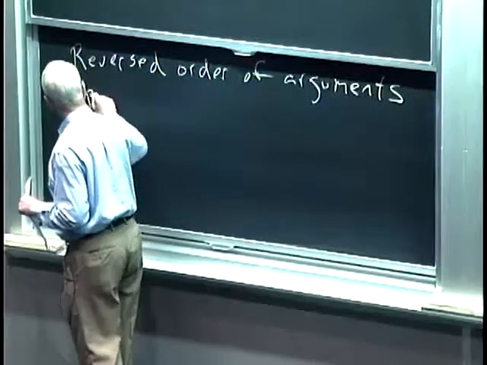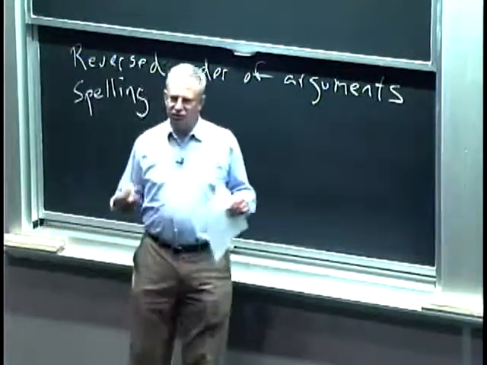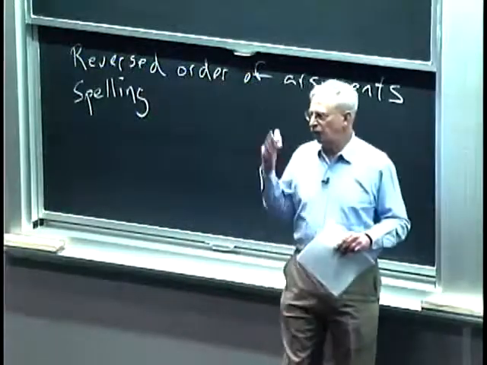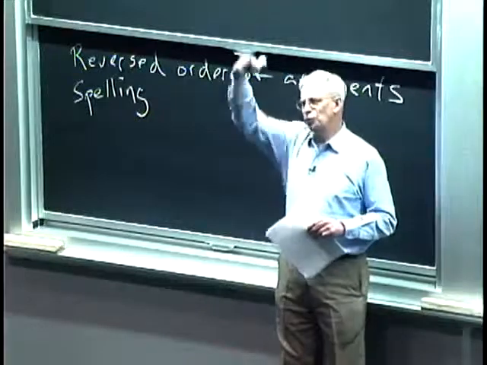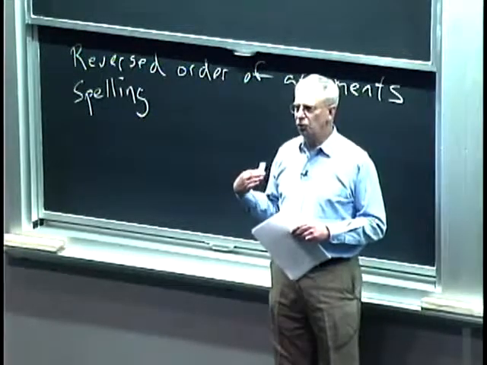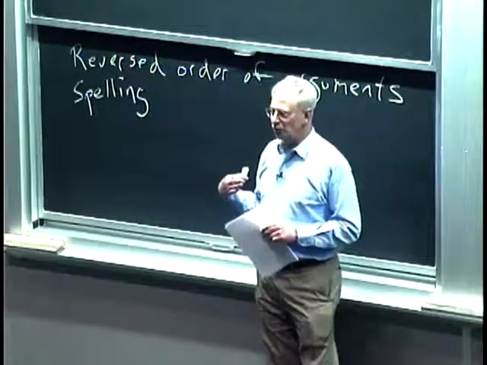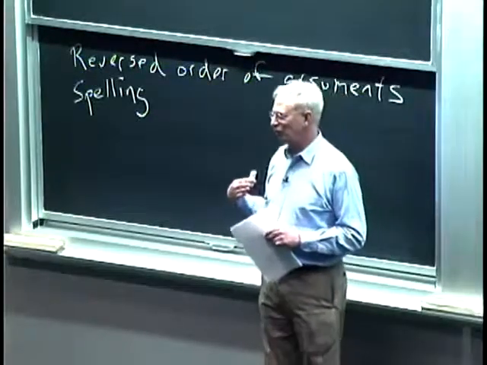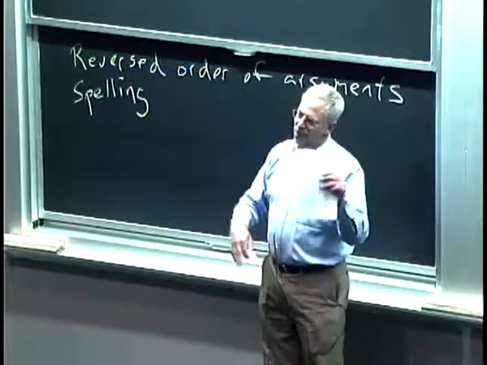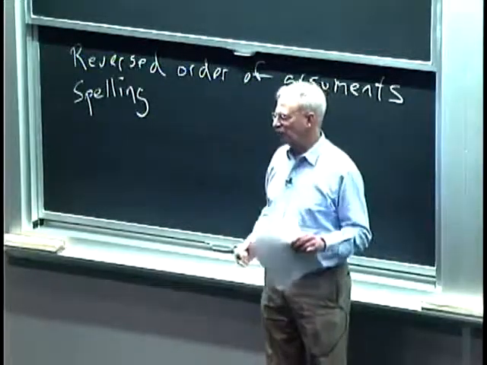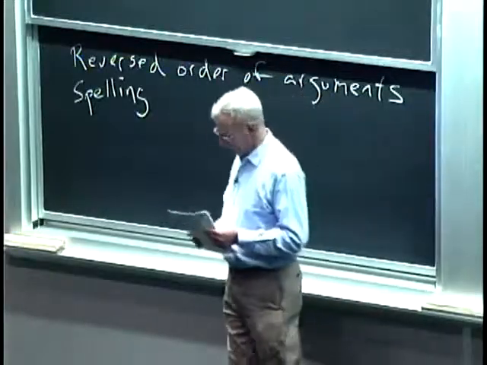Spelling. These are just dumb little things to look for. Did you spell all the identifiers the way you think you did? The problem is when you read code, you see what you expect to see. And if you've typed an L when you should have typed a 1, or a 1 when you should have typed an L, you're likely to miss it. If you've made a mistake with upper and lower case, things like that. So just be very careful looking at that.